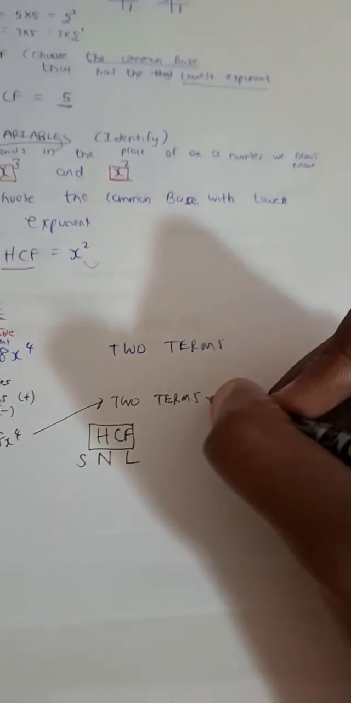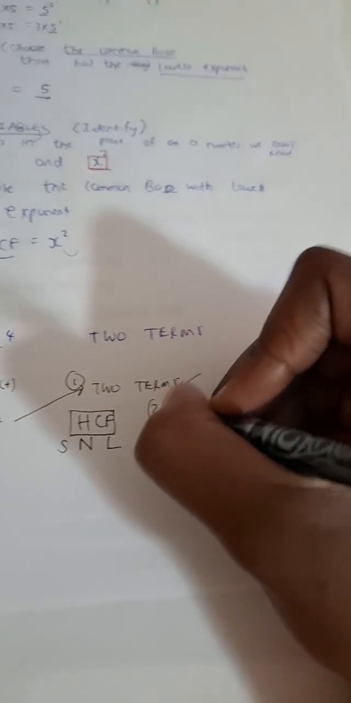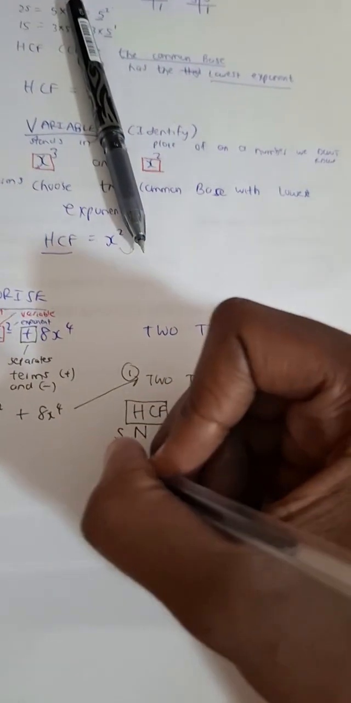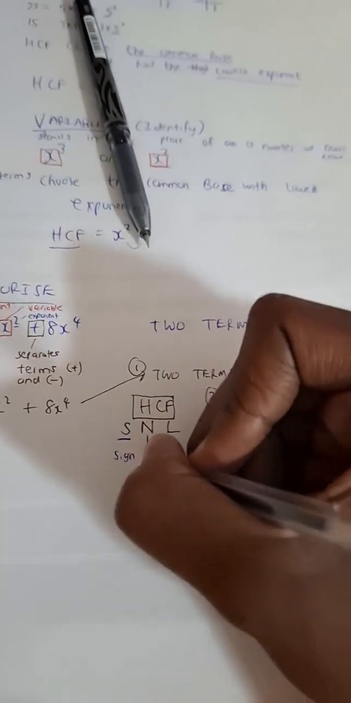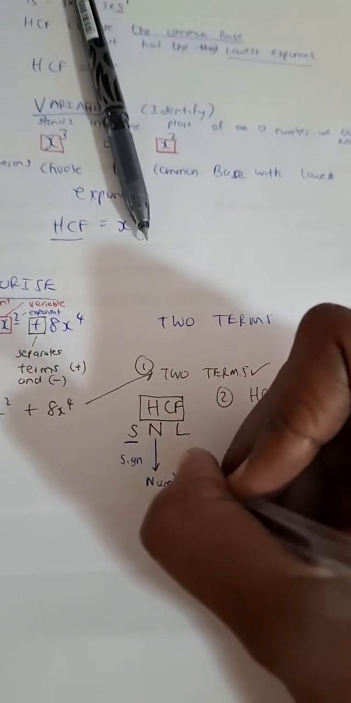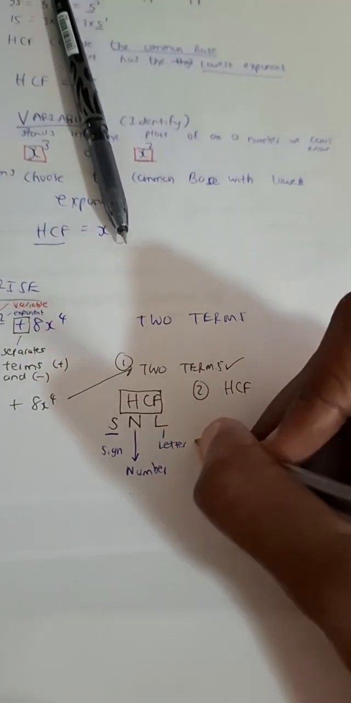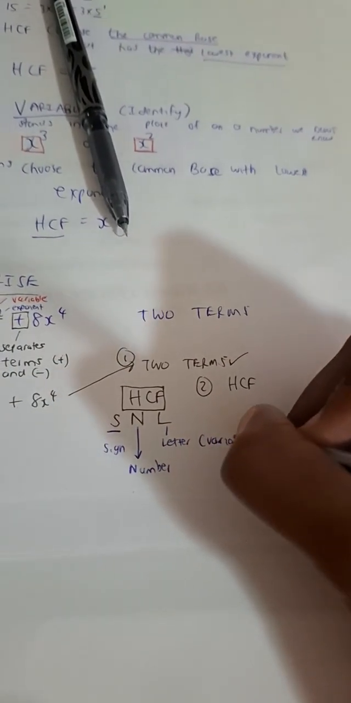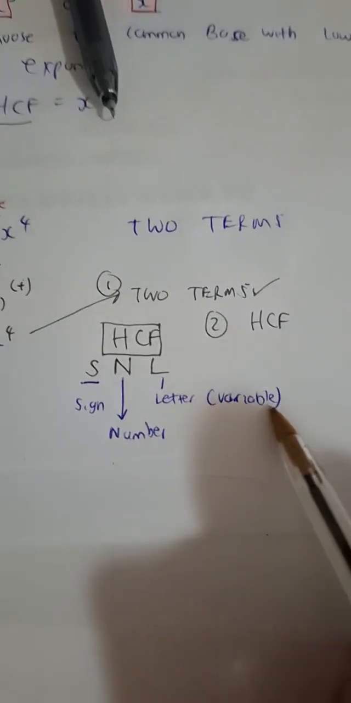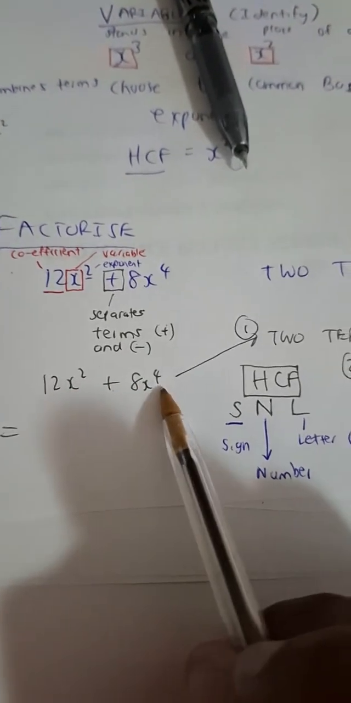So it's important to first start and ask yourself, how many terms are in the expression? There are 2. Then the next question, what is the highest common factor? And when you ask that question, you need to look at the sign, meaning what is the highest common factor sign? Then the number: what is the highest common factor number? Then the letter: what is the highest common factor letter? Remember, in algebra, we say that the letter of the alphabet x is called the variable. And a variable stands in the place of something that we do not know.